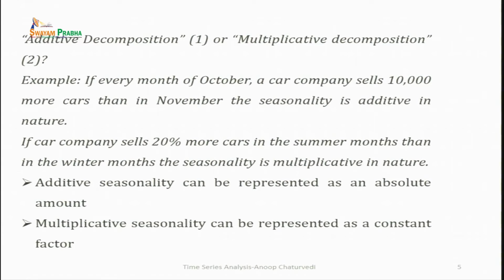Additive seasonality can be represented as an absolute amount. So, in the example it is 10,000, an absolute amount, whereas multiplicative seasonality can be represented as a constant factor. 20% is a constant factor. So, sales are going to increase by a constant factor, that is 20%.